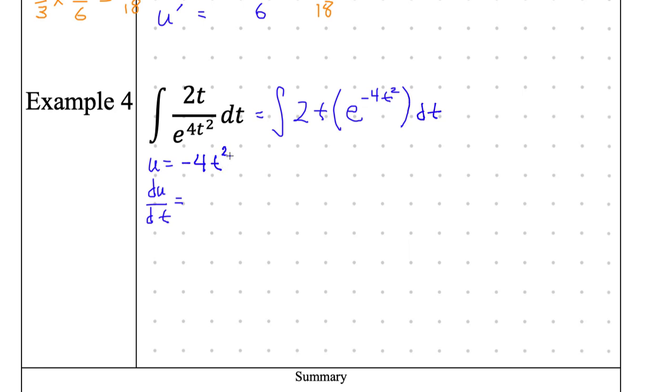I'm going to take the derivative. The 2 comes down in front. It becomes -8t. This goes down a power to just 1. That doesn't seem too hard, but now we have to do some rearranging. Let's take our time with this to make sure we're doing it correctly.